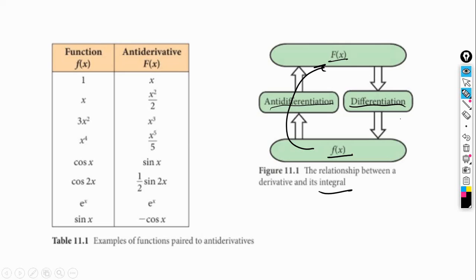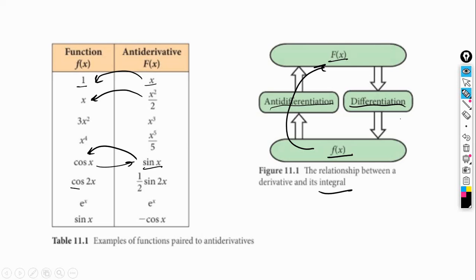So if the function f of x is 1, the antiderivative will be x. Well, obviously, because if we do the derivative of x, we would get 1. The antiderivative of x is x squared over 2, because if we do the derivative of this, we would get x, and so forth, right? We also have the case of sine of x. The derivative of sine of x is cosine of x. Therefore, the antiderivative of cosine of x is sine of x.